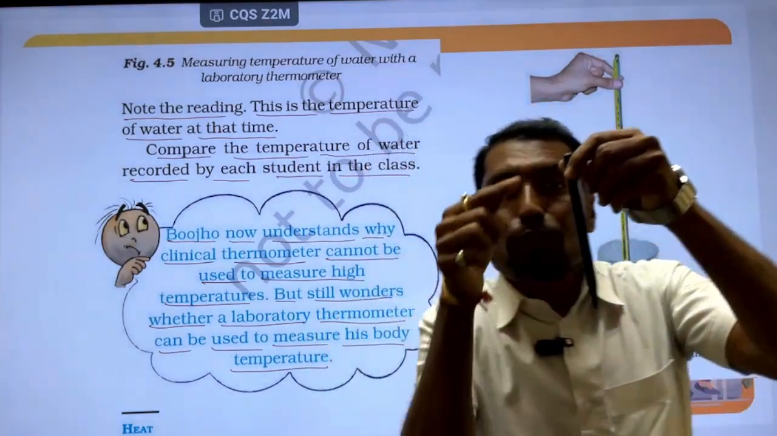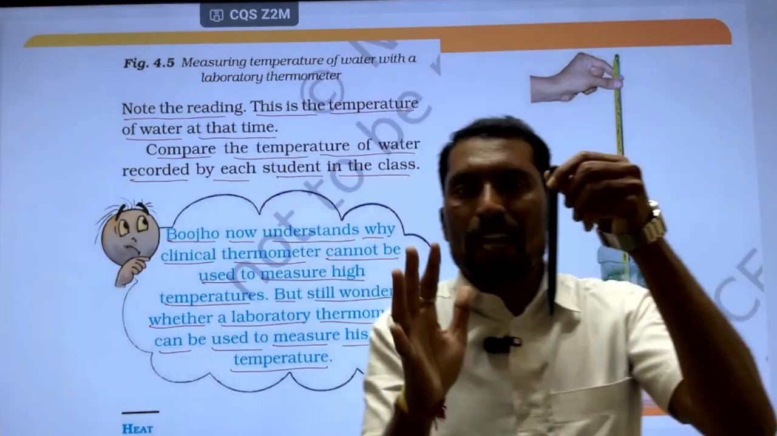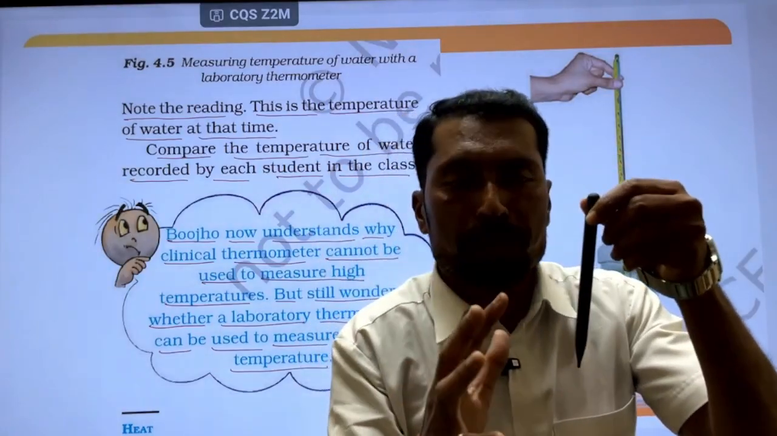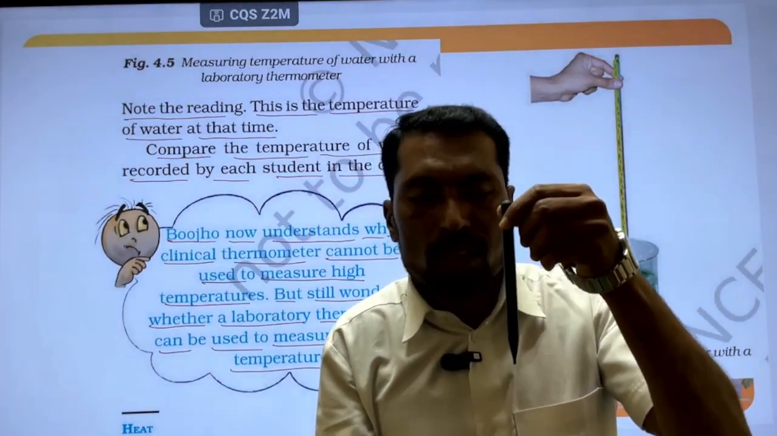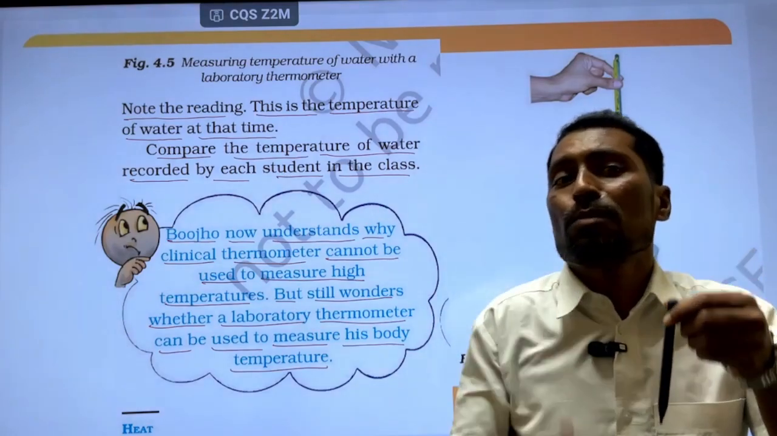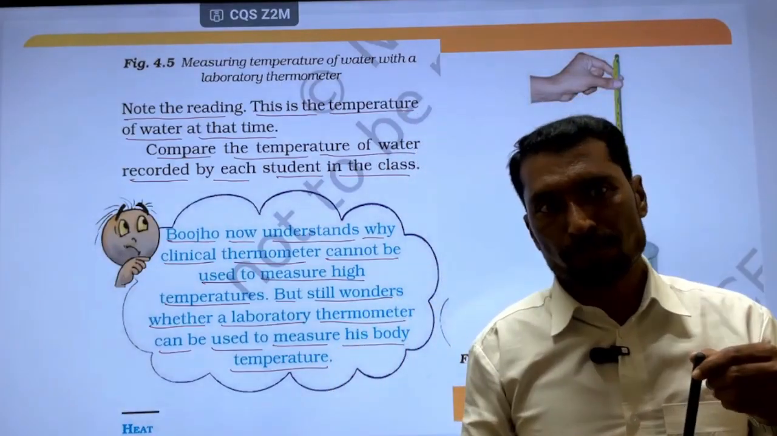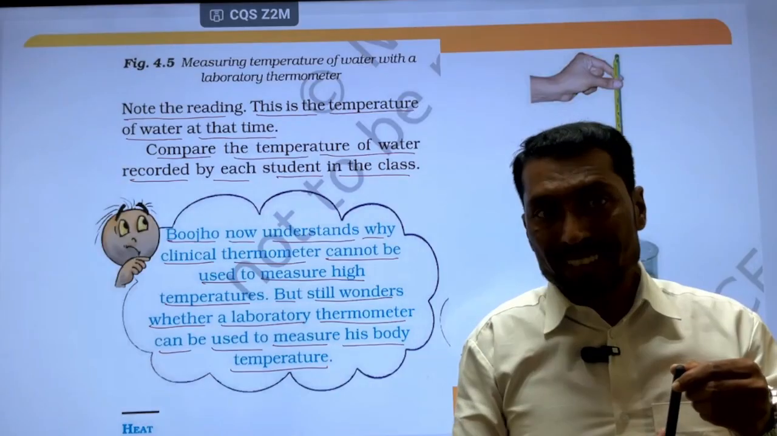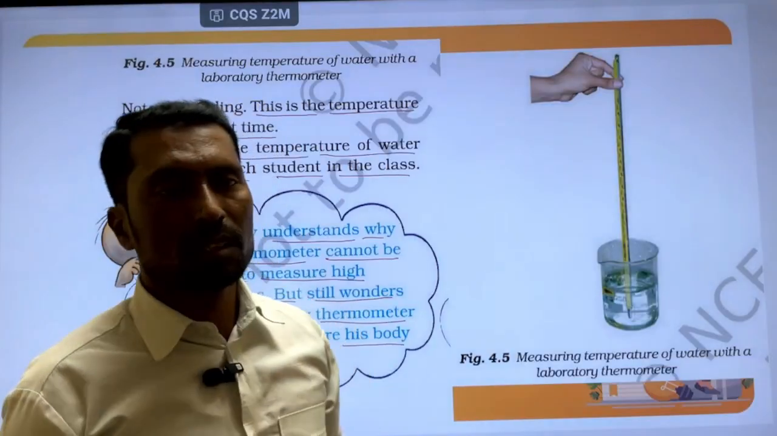At that time, according to the surrounding atmosphere, if the atmosphere is at a 20 degrees Celsius temperature, the mercury level falls down. We cannot get the accurate measurement of our body temperature. For that, the kink is there. In that case, we use only the clinical thermometer to measure the body temperature.